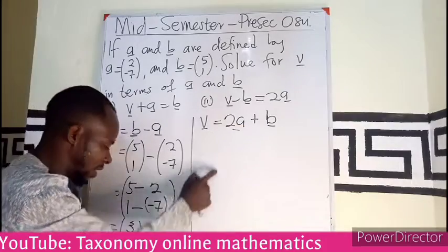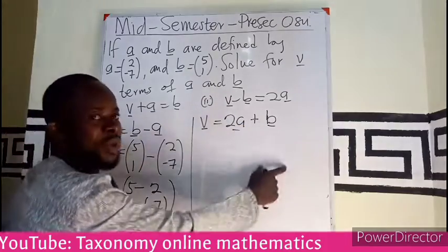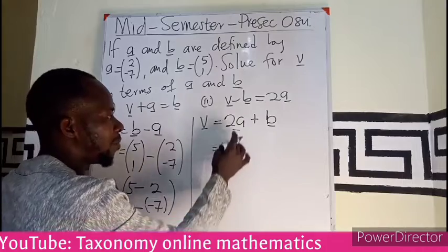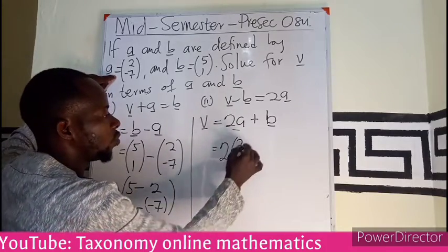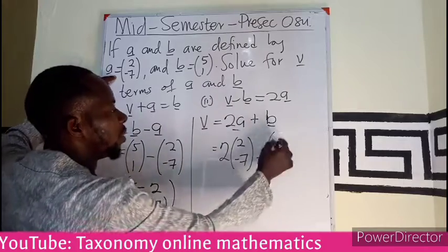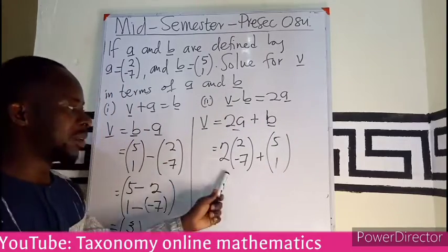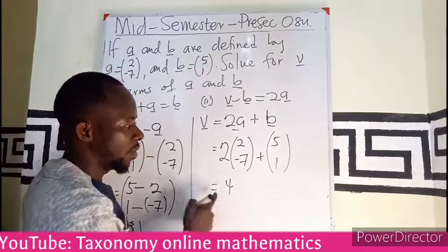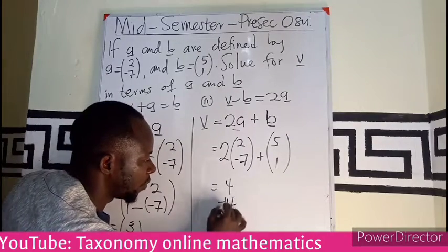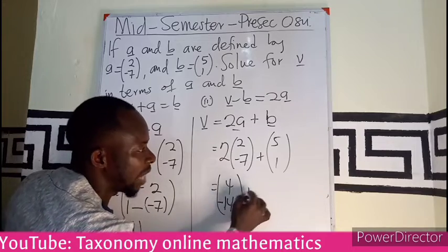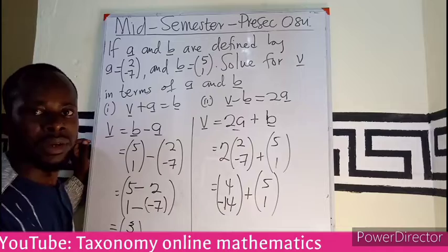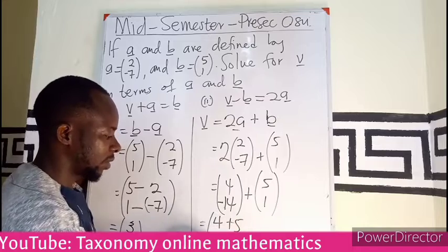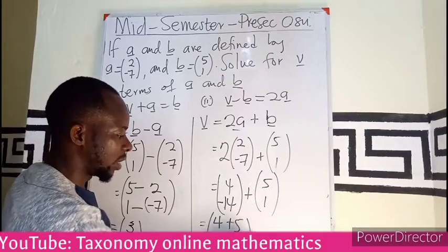If you put in the value of V, you know A, you know B, then it means we are finding nothing. So we are still finding V, whereby we have a scalar multiple of A, which is going to be 2 times (2, -7) plus B, which is (5, 1). This is a scalar multiple. So we multiply the top, which is the x coordinate, to get 4. The bottom also gives a negative 14. Then plus (5, 1). Right away we can put them in one bracket: 4 plus 5, and negative 14 plus 1.